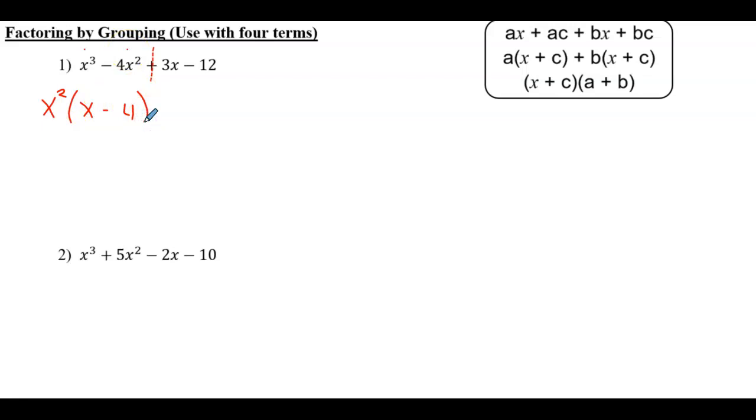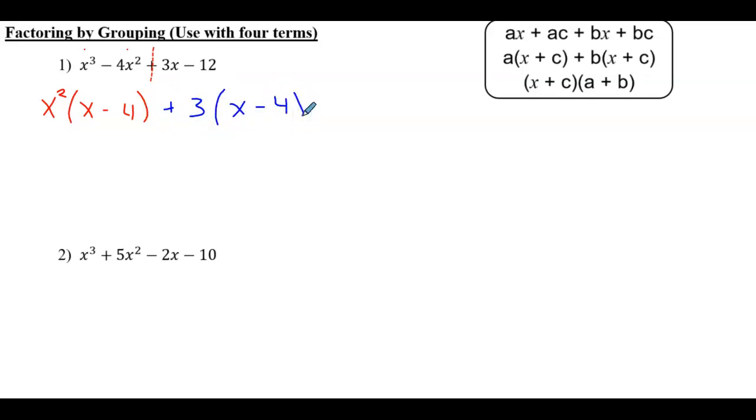Okay, now we look at the second half. It's kind of like we're treating it as 2 separate problems. The second half, 3 and 12, both divide by 3. So if I factor out a 3, I would be left with x minus 4.